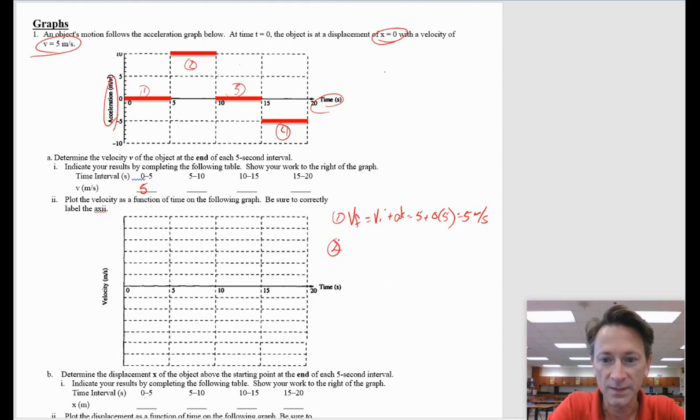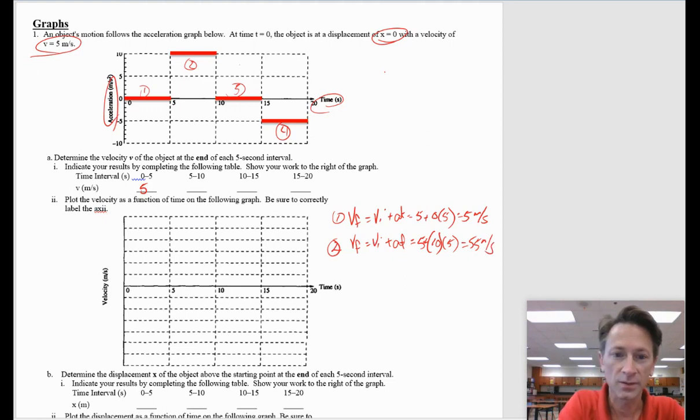If I look at the end of the second 5 seconds, I can do the exact same thing. v_f equals v_i plus a t. So this is going to equal 5. Now I'm going to have an acceleration, though. That acceleration is going to be 10 times the 5 seconds that it's going to be at that. Oops, need a plus in there. So 5 times 10 plus 5 is going to be 55 meters per second. So this is going to be 55 for the second set of times.